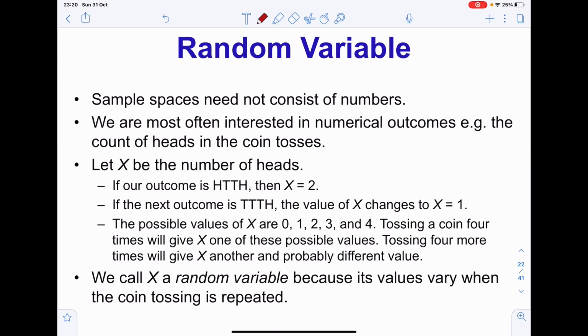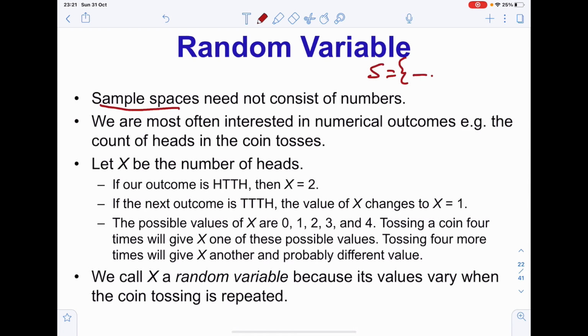Okay, for the random variable here, we usually say the sample space need not consist of numbers. The sample space, which we said contains all possible events, need not consist of numbers. We are most often interested in numerical outcomes, for example, the count of heads in coin tosses. Let's see, for example, X is the number of heads. If our outcome is this one, then my X here is 2. If my outcome is this one, then my X changes to 1.